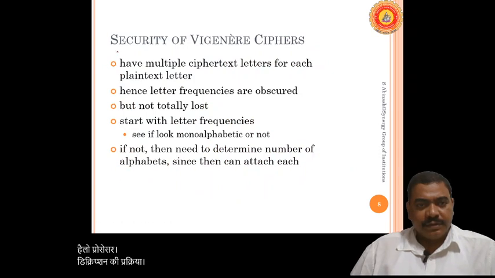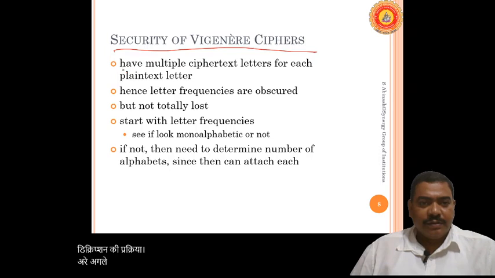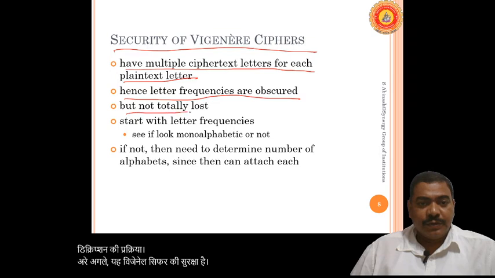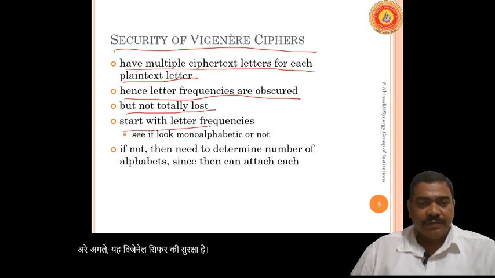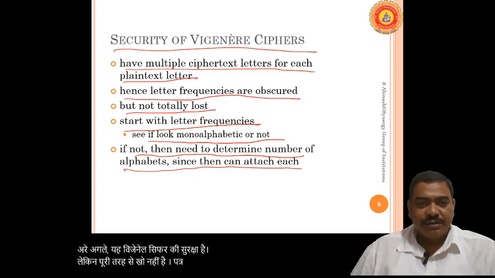So next, this is the security of the Vigenere cipher. Here we have multiple cipher text letters for each plain text letter. Hence, the letter frequencies are obscured, but not totally lost. Start with the letter frequencies. See if they look monoalphabetic or not. If not, then you need to determine the number of alphabets, since they can attack each.